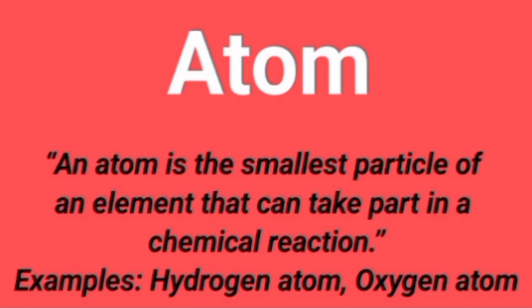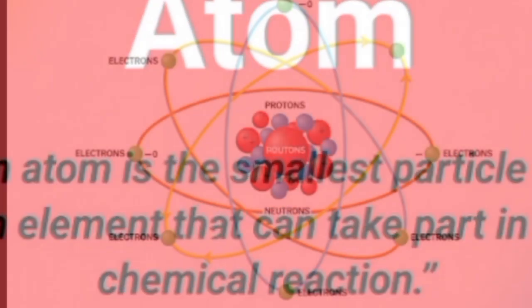As we have discussed, atom is the smallest particle of matter, and when atoms combine they form an element. So we can say that atom is the smallest particle of an element, and when a chemical reaction occurs, atoms take part in the chemical reaction. So this is the definition of atom: the smallest particle of an element that takes part in a chemical reaction. An example of atom is the hydrogen atom. Simple model of an atom.